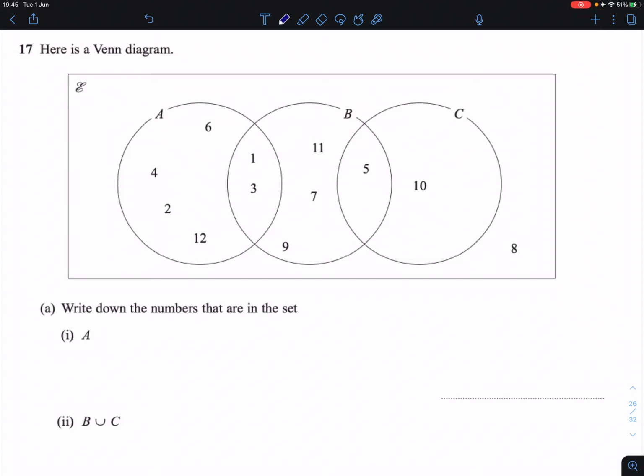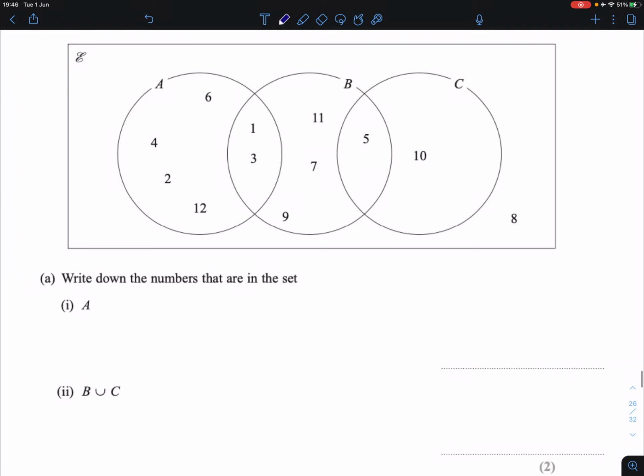Question 17, we have a Venn diagram showing a bunch of numbers in three sets, A, B, and C, and then we've got this lonesome 8 on the outside that doesn't belong to any of them. Write down the numbers that are in the set A. So in other words, what numbers are in the A circle? If we look, we can see 6, 4, 2, 12, 1, and 3.